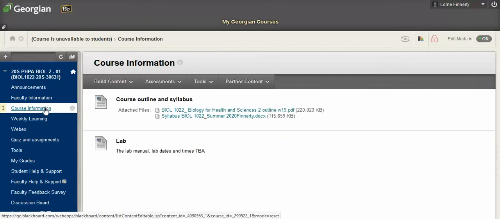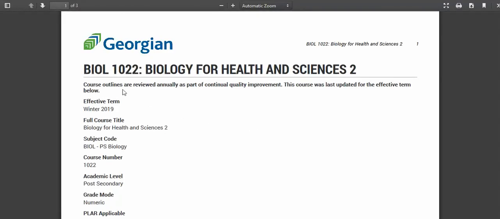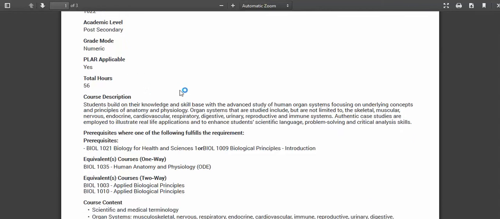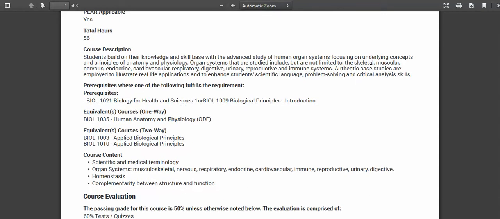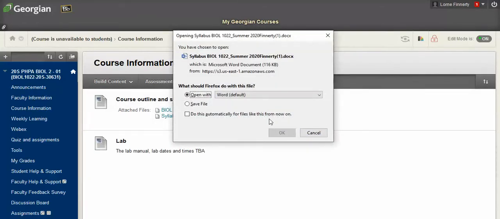Under course information, we will find the course outline. Now it says W19 because that's when this was last reviewed. It is for the summer of 2020. 56 hours covering all the organ systems, skeletal, muscular, nervous, endocrine, cardiovascular, respiratory, digestive, urinary, reproductive, and immune lymphatic systems. Fundamentally, that's what this is. It's a systems anatomy course. So let's go back to here. The syllabus is the more important thing.